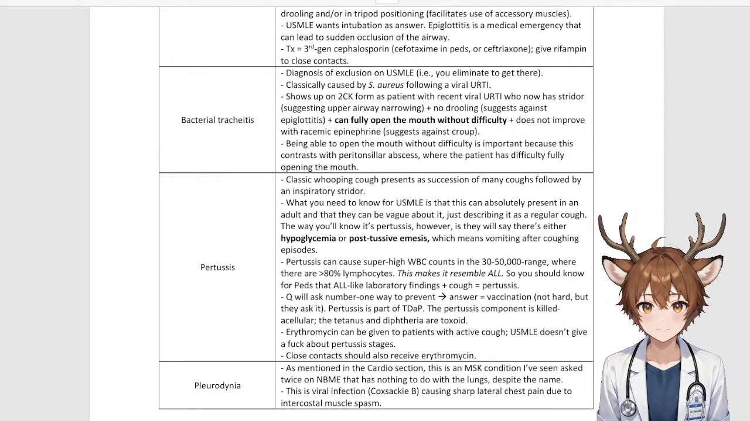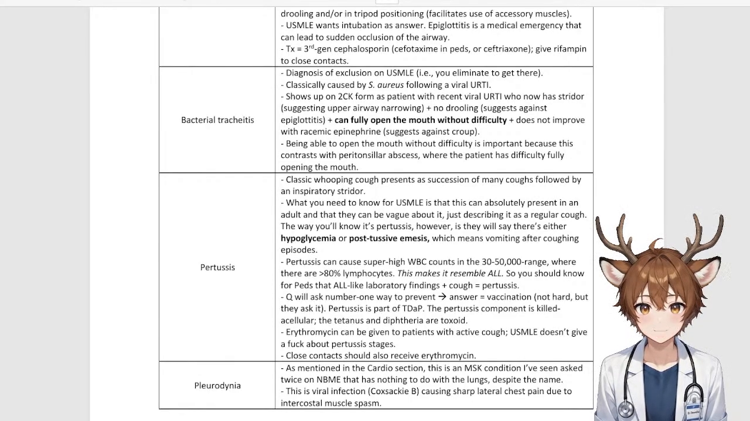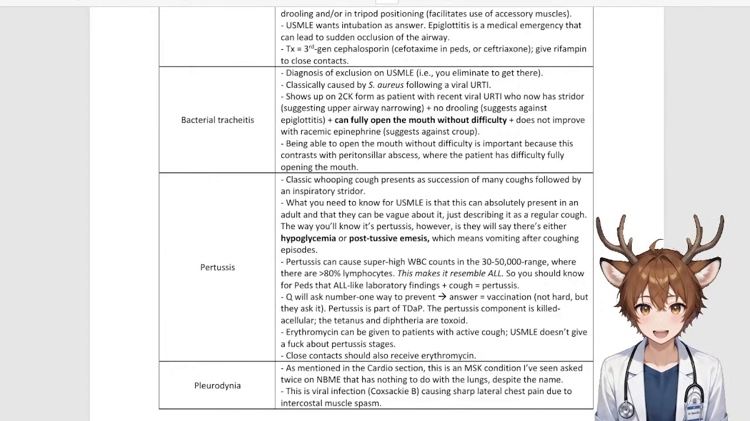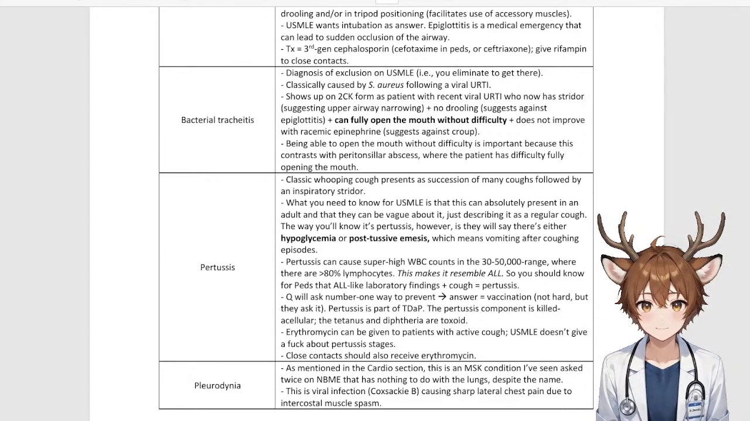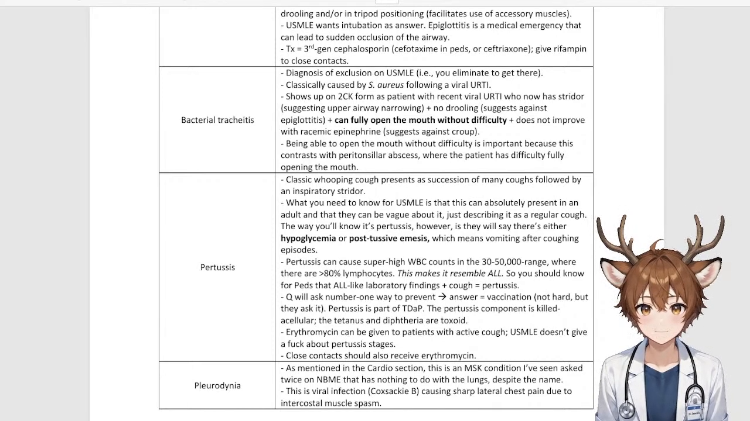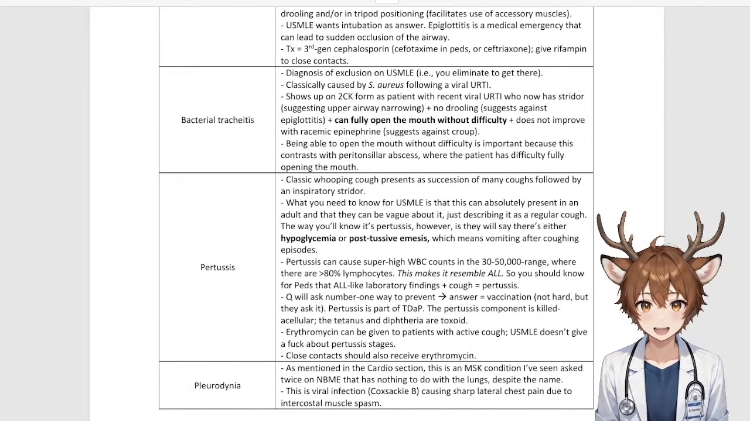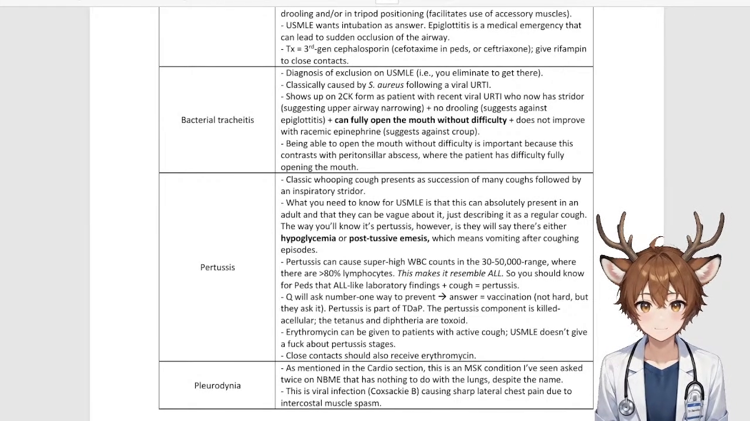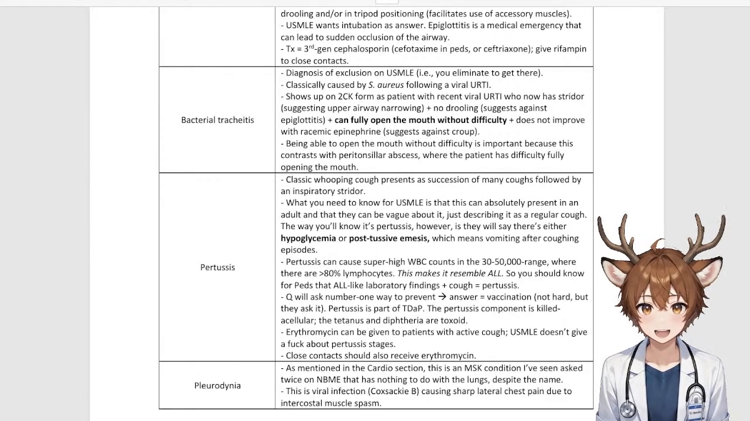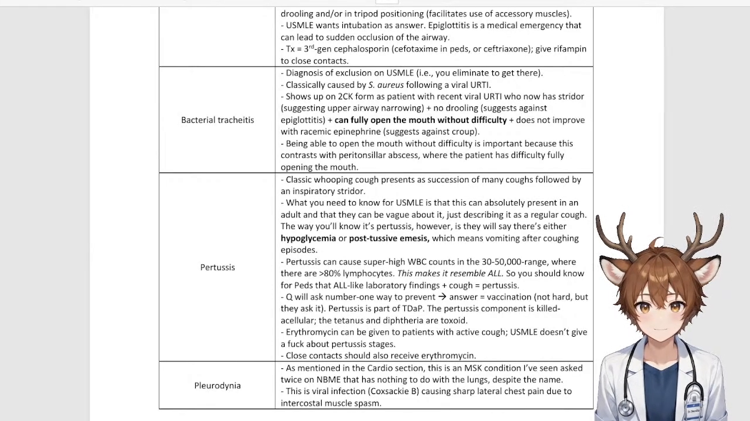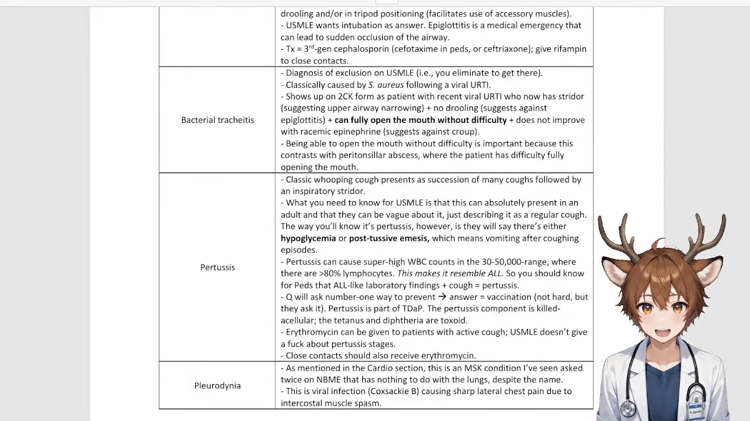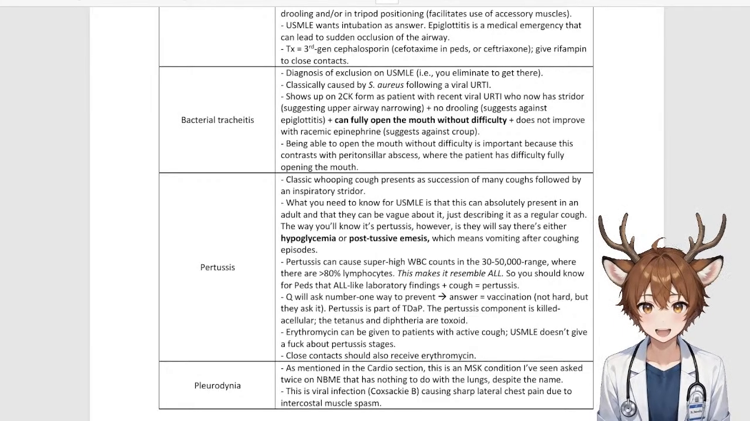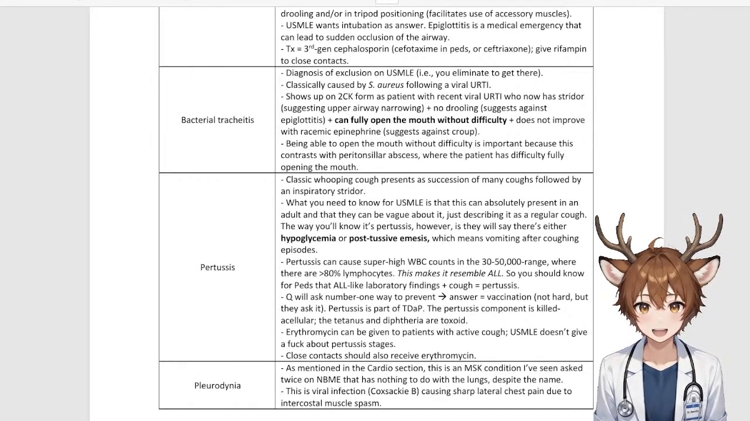Bacterial tracheitis. Diagnosis of exclusion on USMLE, you eliminate to get there. Classically caused by Staph aureus, followed by a viral URTI, upper respiratory tract infection. Shows up on the Step 2 CK form as a patient with recent viral URTI who now has stridor, suggesting upper airway narrowing, plus no drooling, which suggests against epiglottitis, can fully open mouth without difficulty, plus does not improve with racemic epinephrine, which suggests against croup. Being able to open the mouth without difficulty is important because this contrasts with the peritonsillar abscess, where the patient has difficulty opening the mouth fully.